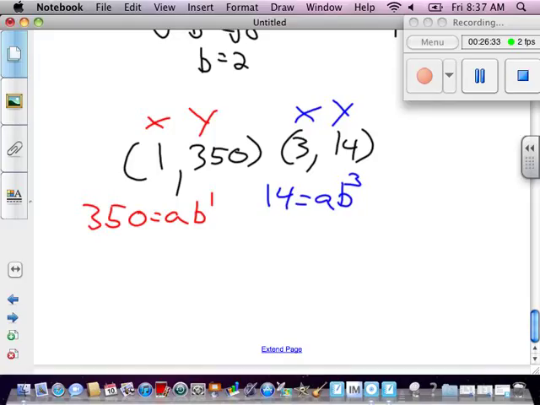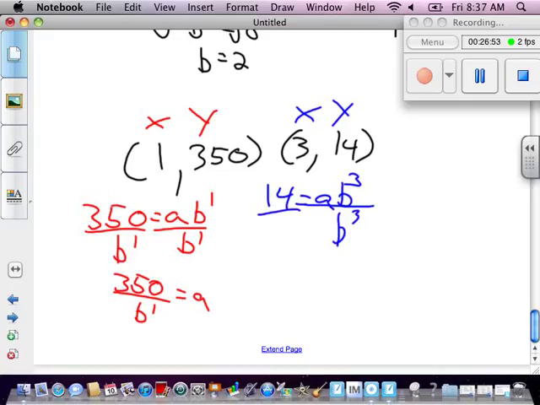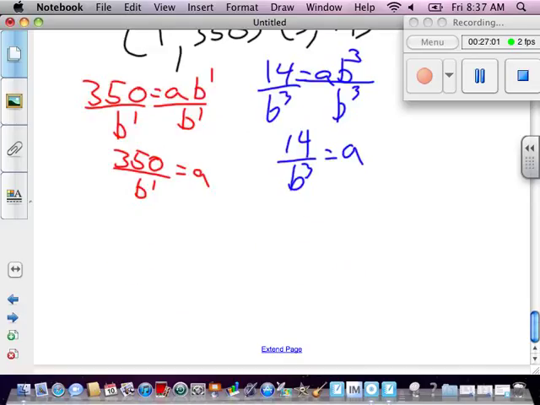Then I'm going to do what? Solve for A. Please pay attention and stop talking. Divide B from both sides. Then what am I going to do? I've got both of them equal to A. I'm going to substitute and put them together. Oops, that says B.